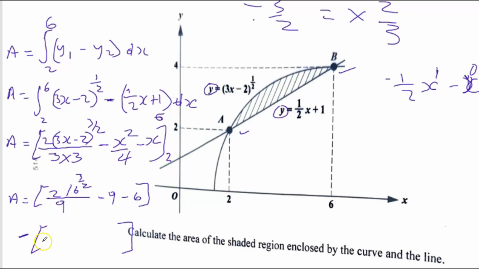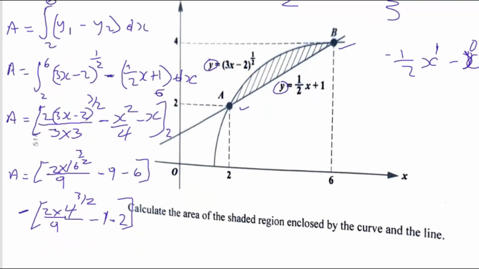In the second bracket, we're replacing x with 2. So again, denominator 3 times 3, that's 9. We have 2 times, in the bracket now, replacing x with 2, so 3 times 2, 6. 6 take away 2, 4. That's 4 to the power of 3 over 2. Minus 2 squared, which is 4. 4 divided by 4, that's 1. Minus, replace x with 2, so minus 2. Alright, let's try and simplify this now.